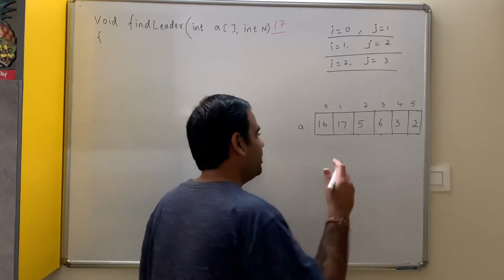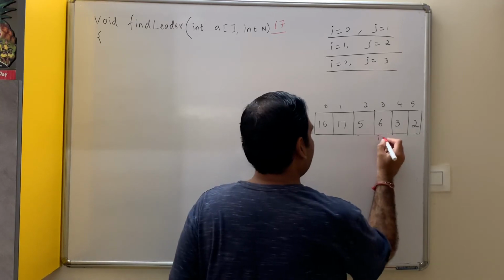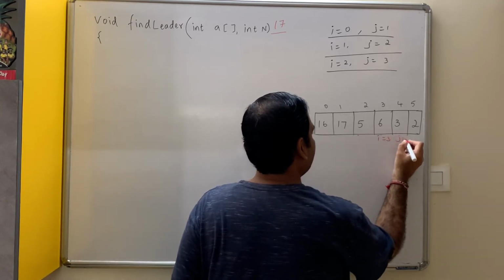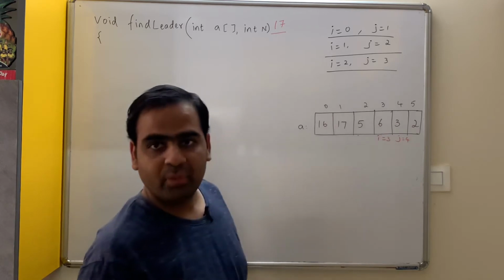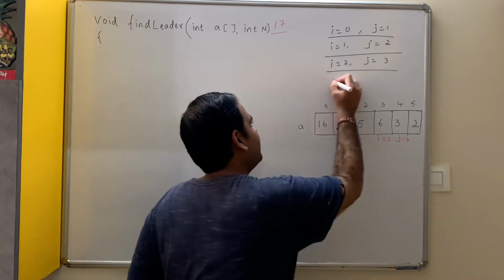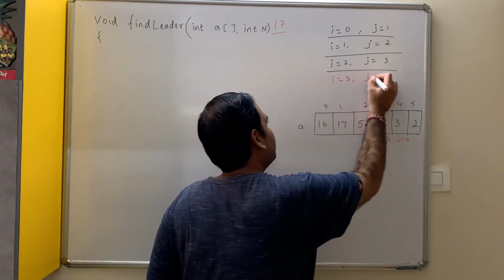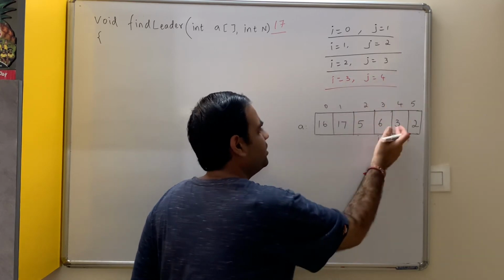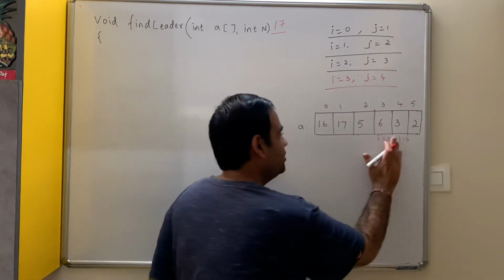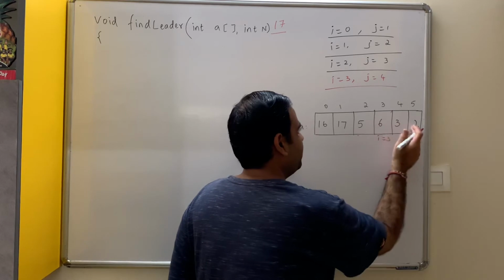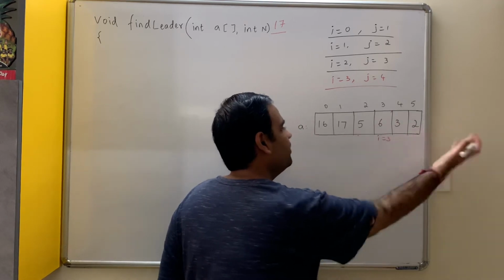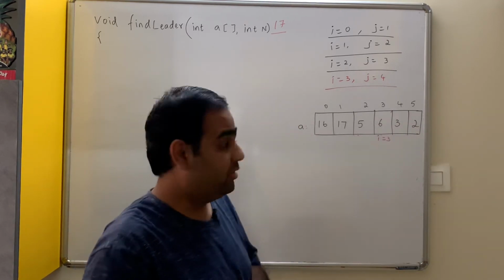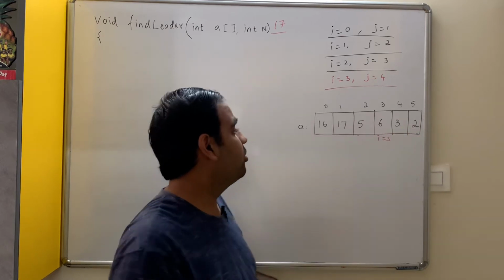Now let me take over here. Now the value of i is 3 and the value of j starts from 4. Again you compare. If the value of i is 3, j starts from what? 4. Now you might have understood it. 6 less than 3, it is false. j++ to 5, 6 less than 2, the condition is false. There is no element left now. That means 6 is greater than all the elements on the RHS.